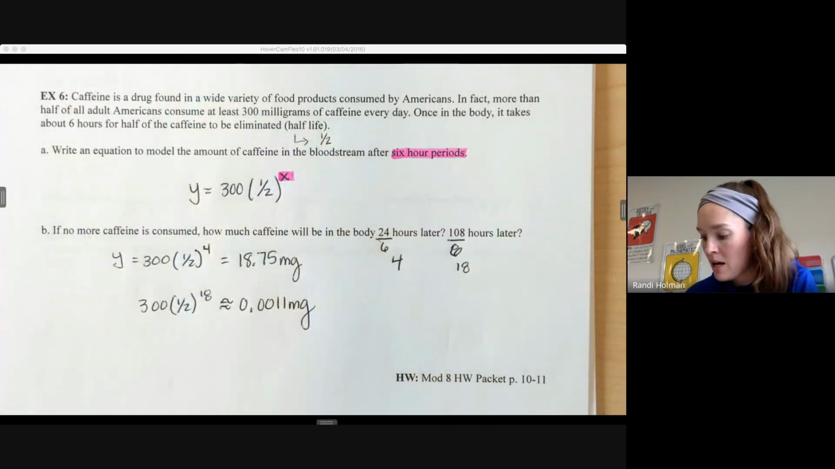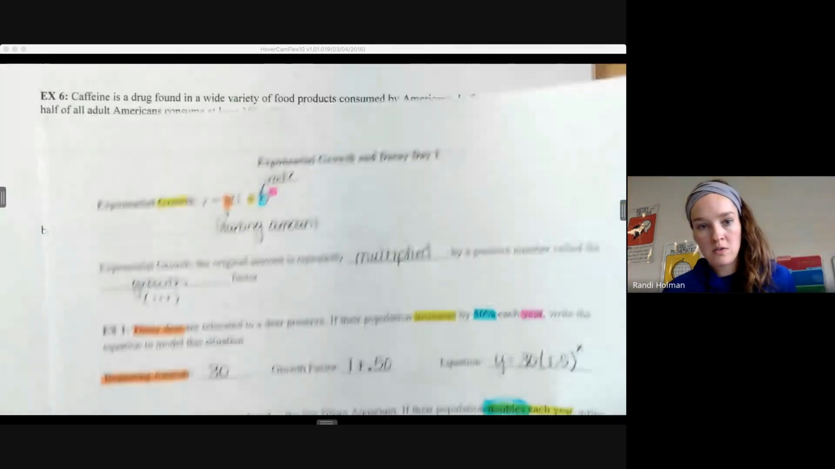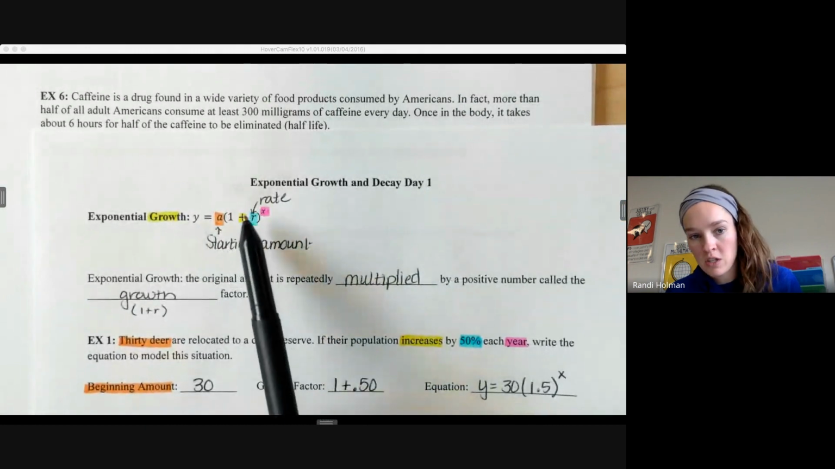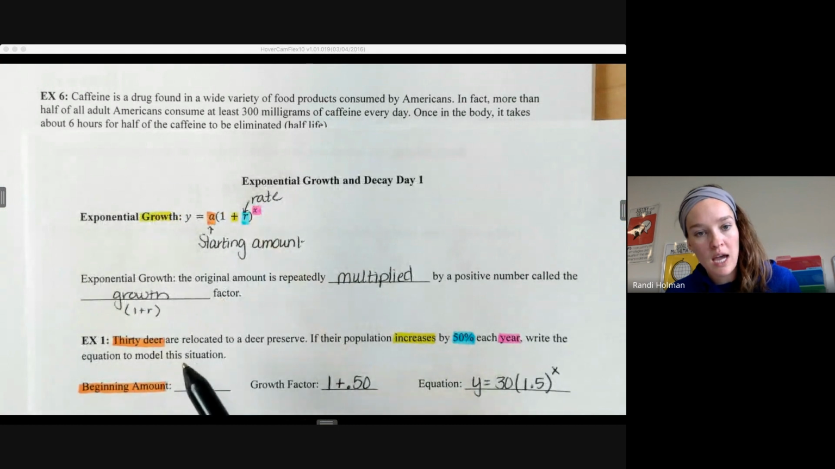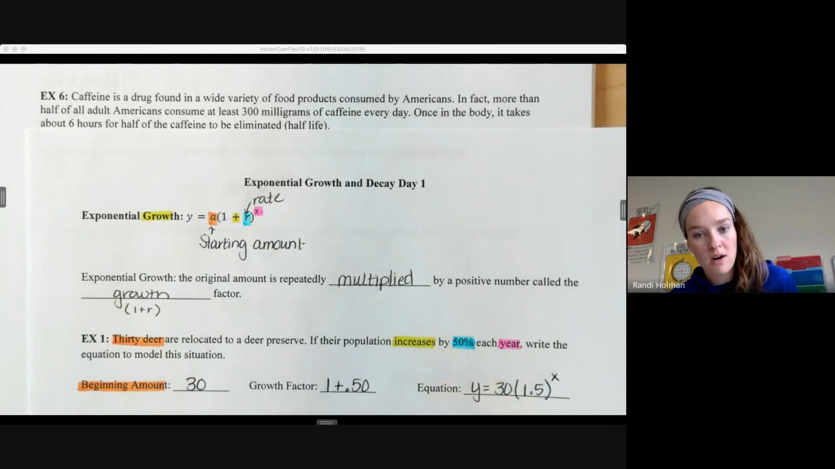So that's all I have for you today. Make sure that you take a look at, remember our growth decay rate here, that we're using the same type of thing. We're starting with 100% and we're adding or subtracting depending on if it's a growth or decay. All of these are exponential because we're multiplying by that rate over and over again.